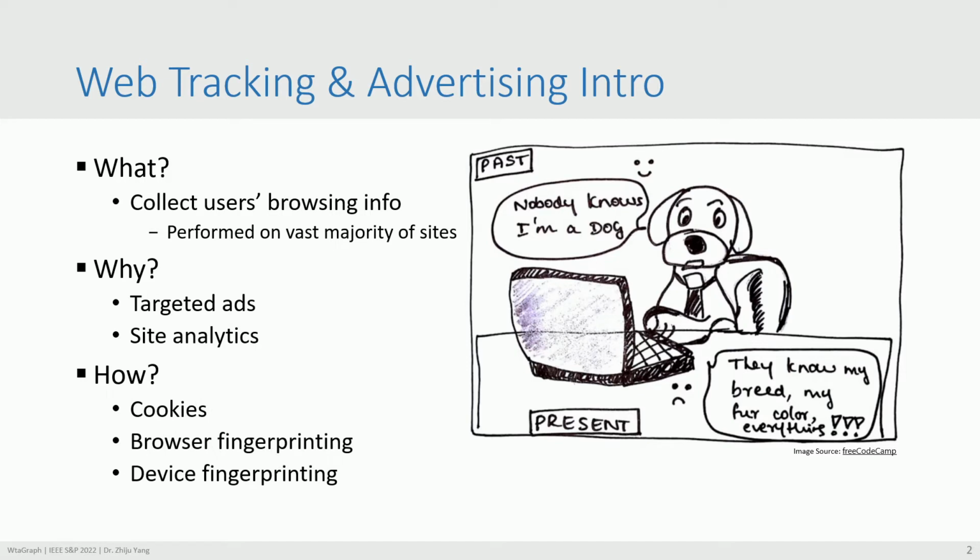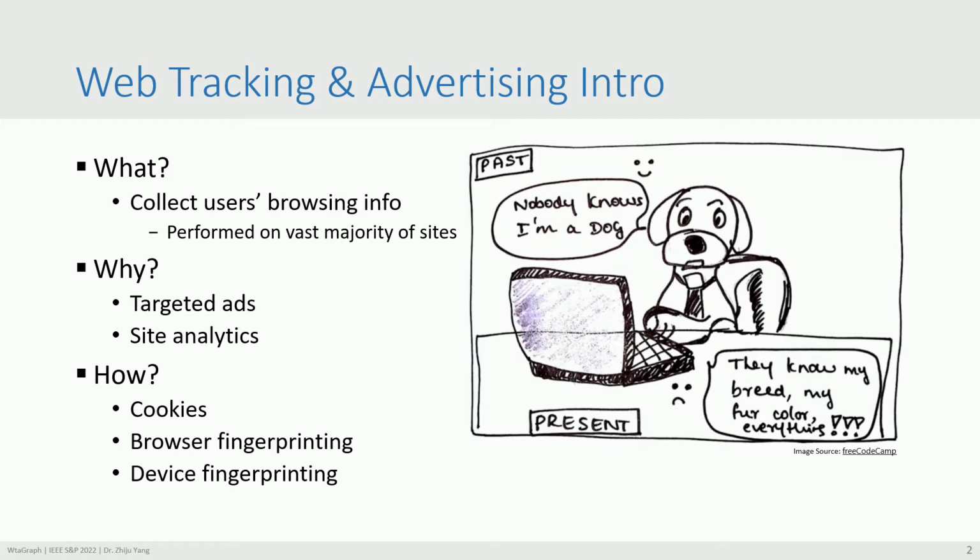Okay, how do they do that? Cookies definitely are one, and it's a widely used one. Also, some advanced techniques such as browser fingerprinting, device fingerprinting, sensor fingerprinting, canvas fingerprinting, you name it. So with web tracking, we see it is a compromise of our privacy. As sad as this dog over here, we don't want to be tracked.